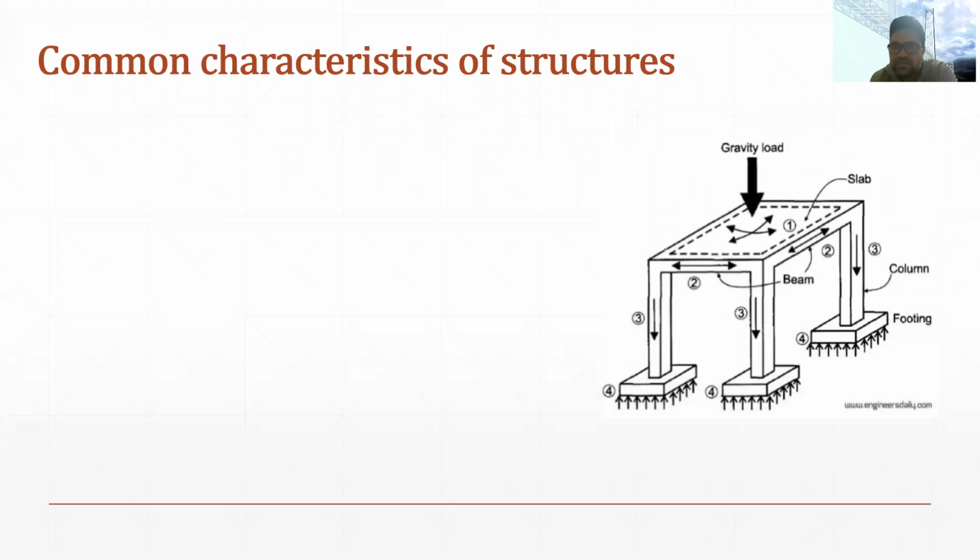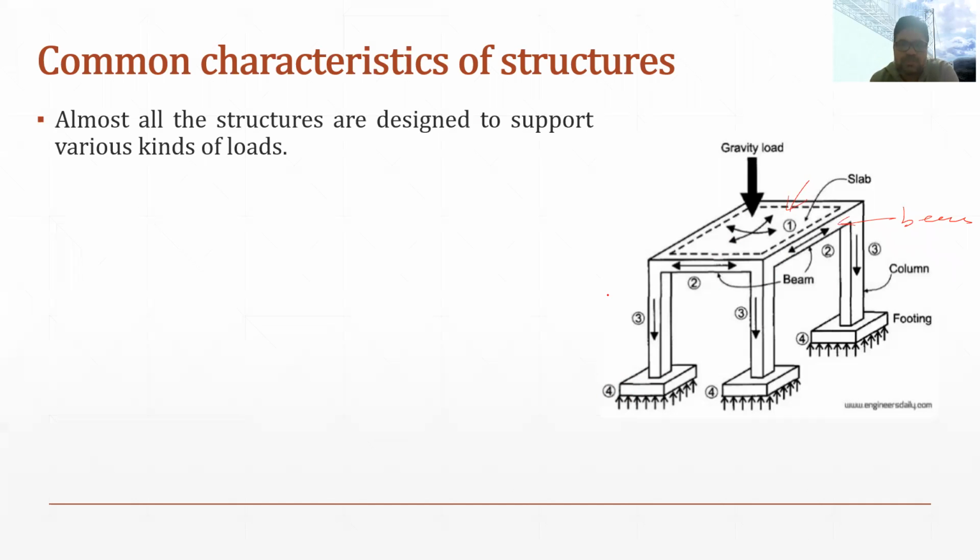So in this structure, you can see there is a combination of different elements. This one is the slab, and this horizontal element is called the beam, and the vertical elements are columns, and columns are resting on the foundation. Now columns have their foundation, so they are resting on the foundation, and foundation further rests on the ground or on the soil. So with this diagram, we will see what are the common characteristics of the structure.